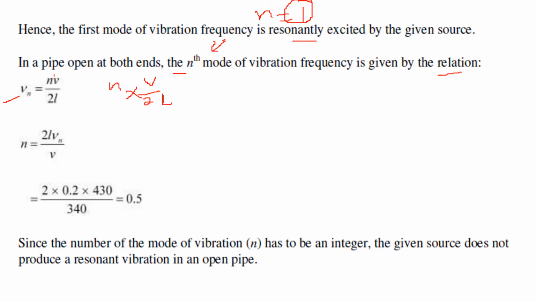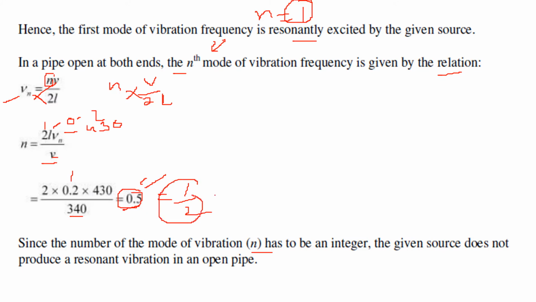So we have to find out this n. We take 2L here, divide by V. So 2L into Vn by V. This all we know. 2 we know. 0.2 we know because length is 0.2. This Vn is 430. And of course V is 340. This is 0.5. So since the value n has come 0.5, which is equal to half, and we know that the number of mode of observation n has to be an integer, this given source does not produce a resonant vibration in open pipe because half or 0.5 is not an integer.